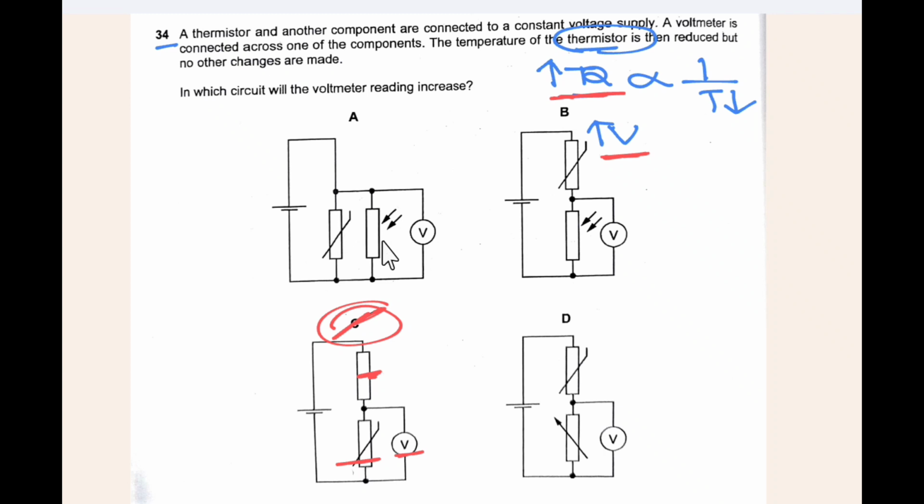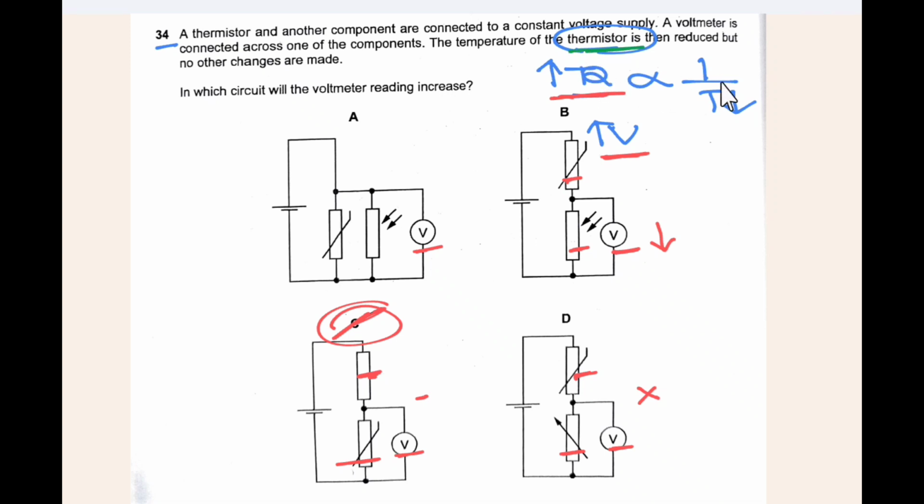Also, as we can see that both are arranged in parallel, so the resistance value is obviously less compared to option C. Then for option B, as the voltmeter is connected to light dependent resistor regardless of thermistor, the voltage reading is less. Also for option D, the voltmeter is connected to a variable resistor instead of thermistor, so the voltmeter reading is less, so option D is wrong.